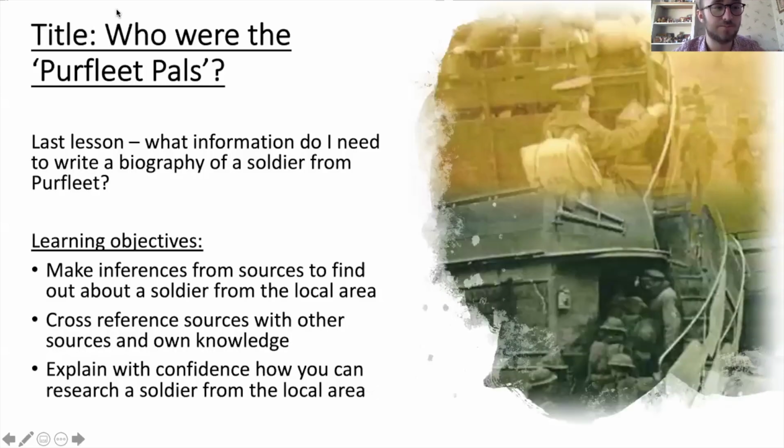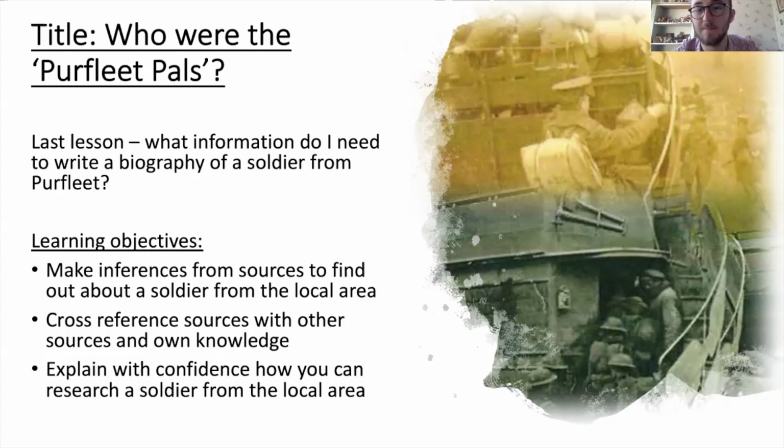Okay, so on to today's lesson. We're looking at who were the Purfleet pals, and we've got the ensign buses here. This is some of them that were used in World War One. So last lesson, as I said, we were looking at what information you need to write a biography of a soldier. So last lesson, we were identifying those questions, those sources that we'd need. And this lesson, we're going to actually be looking at the sources, putting that information together before we plan and write our biography.